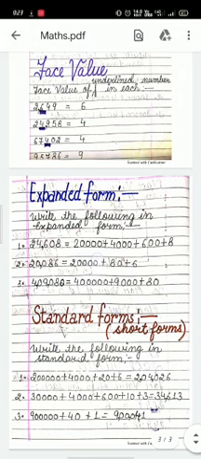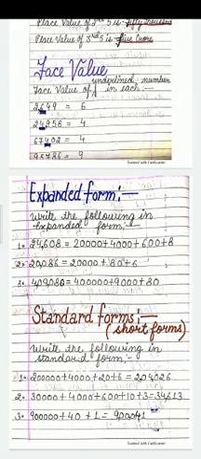20,000 written here, then 4,000, then 600, then there is no number on the place of tens, so we'll not write anything on the place of tens. We'll write simply 8 on the ones place. Or we can do another thing.